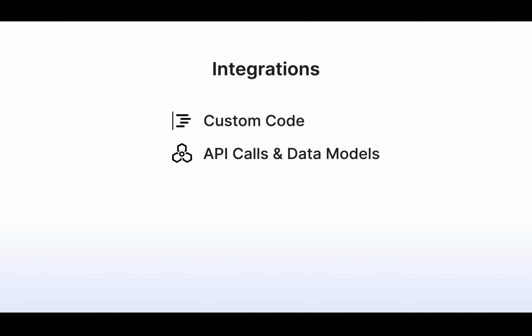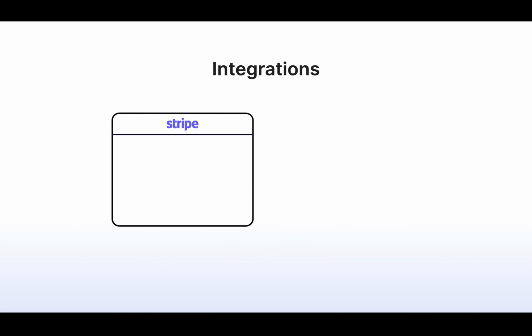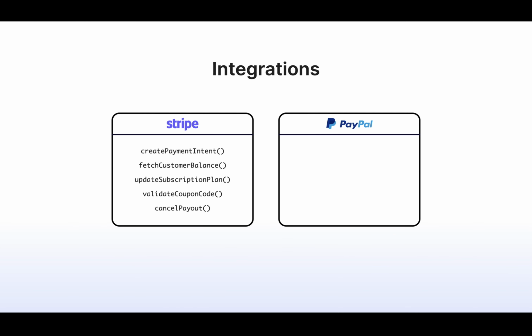And third, integrations. This could be libraries of custom code, API calls and data models, or utility functions. Let's say you've written custom code to integrate a payment gateway like Stripe or PayPal into your FlutterFlow app. Instead of each developer writing the same code for their project, you could publish this integration as a library, and then others can simply import it and use the payment functionality without having to rewrite all of it.